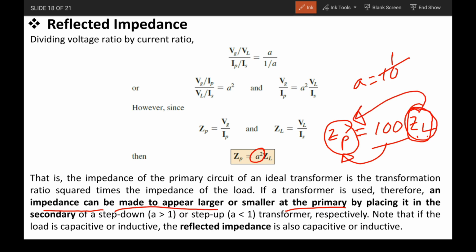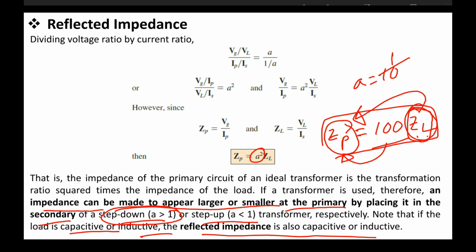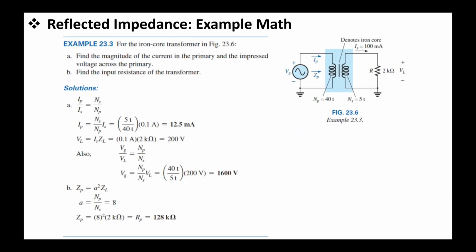So this is what it is written here. An impedance can be made to appear larger or smaller at the primary by placing it in the secondary of a step down or step up transformer. So if it is A greater than 1, then definitely we notice that it will be larger, and if A less than 1, then definitely the impedance will be smaller. So this is the impedance transformation, or we can say reflection happens. And if we place a capacitive or inductive load at the secondary, that is the load side, then definitely the reflected impedance is also capacitive or inductive. So moving on, our last math here.